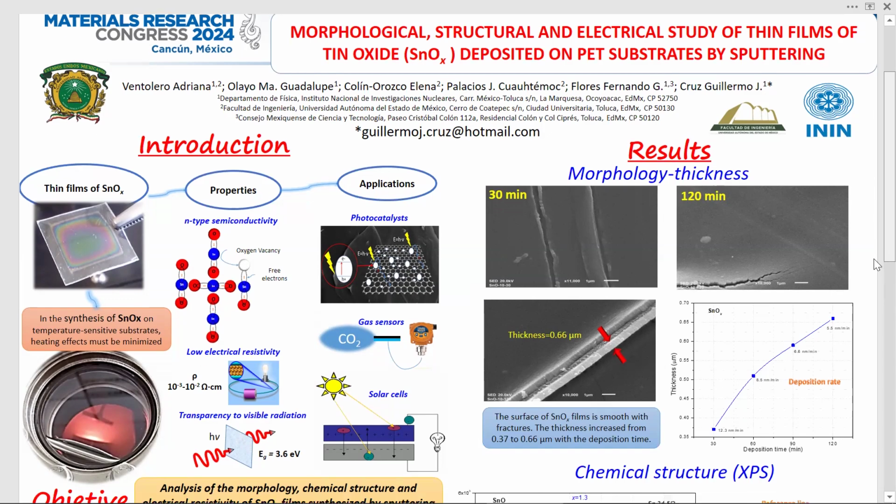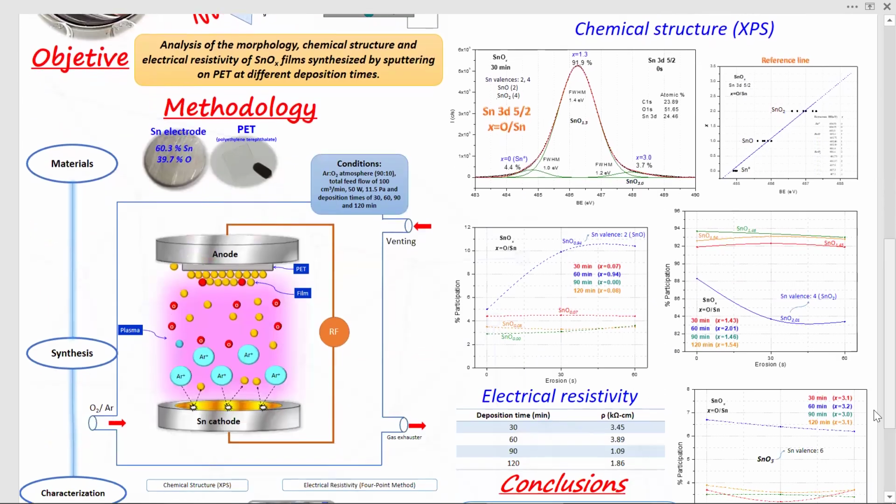In the chemical structure by XPS, in the case of the film obtained at 30 minutes at 0 seconds of erosion, the orbital tin 3d was adjusted with 3 inner curves, which correspond to 3 chemical states. They were assigned using the stoichiometry ratio X, which indicates the number of oxygen atoms per tin atom. For this, the reference line on the right was used.